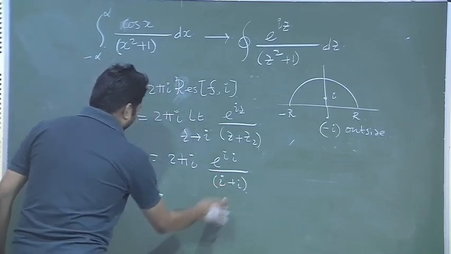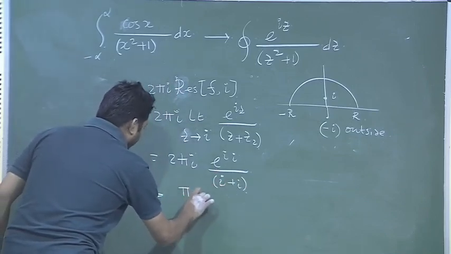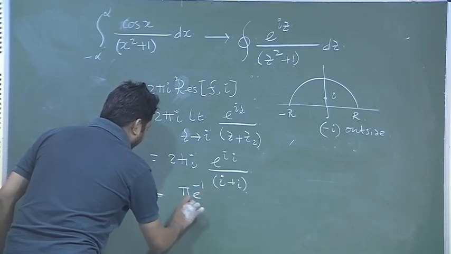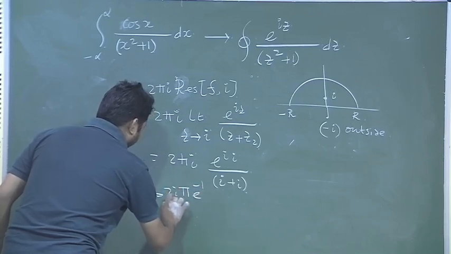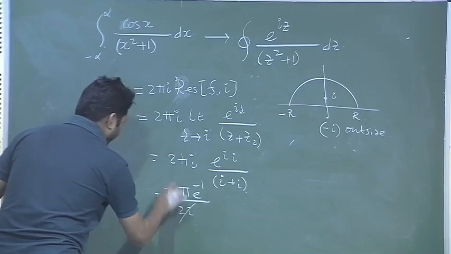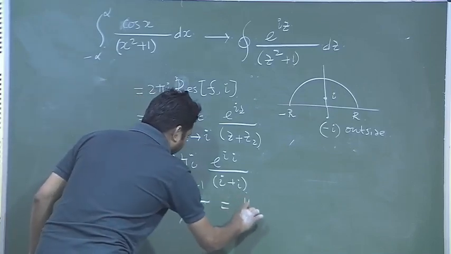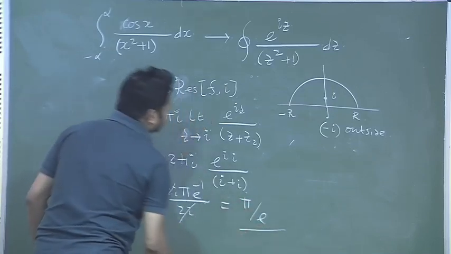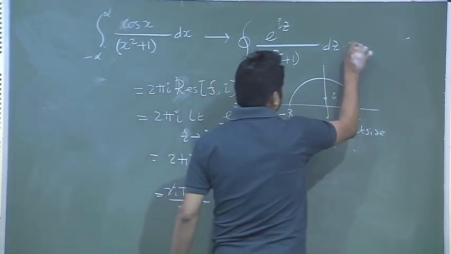So, it is 2 i. So, I will have pi e to the power of minus 1 divided by 2 i divided by 2 i. So, 2 i will cancel out. So, I will have pi by e. So, pi by e is the result.